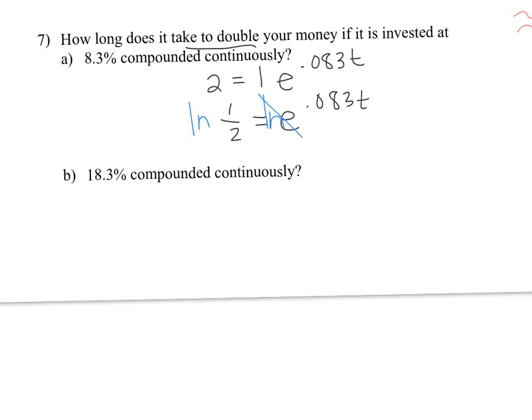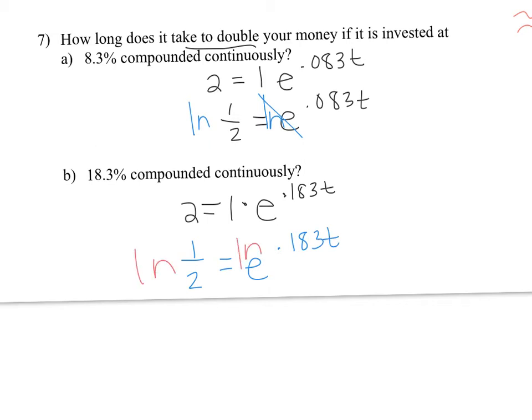Same with letter B. How long would it take to double your money? So you can just do 2 equals 1 times e to the 0.183 times t. Then you'll have 1/2 equals e to the 0.183t. Take the natural log of each side. These two cancel out. And then divide natural log of 1/2, press enter, and divide it by 0.183.